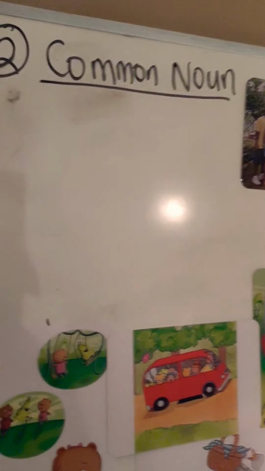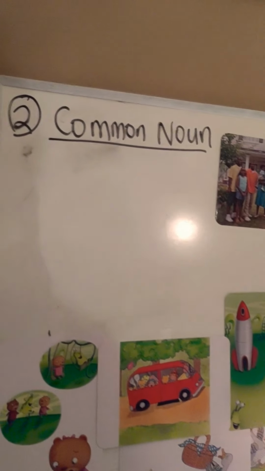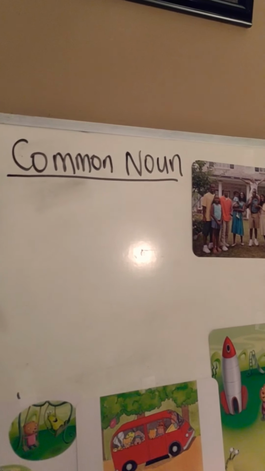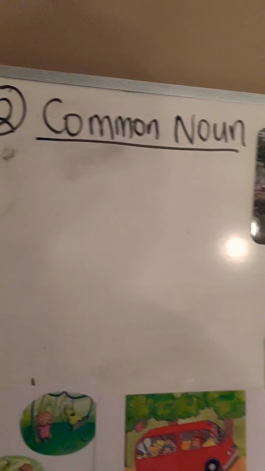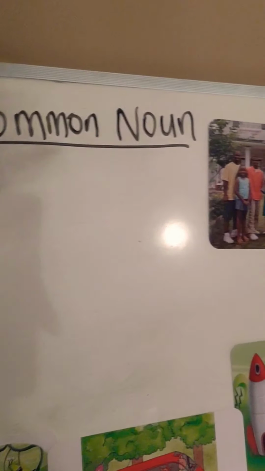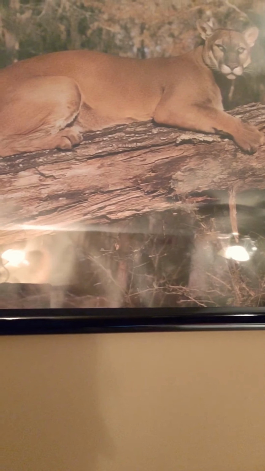So a common noun is a name for something which is common for many things, persons, or places. It denotes a general name for something, right? Like for instance, can we look at this animal? We talk about a cougar. When you talk about the name cougar, cougar means many cougars, not just one cougar.